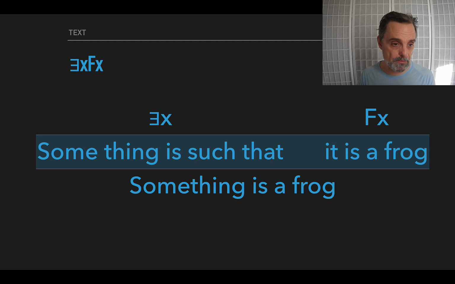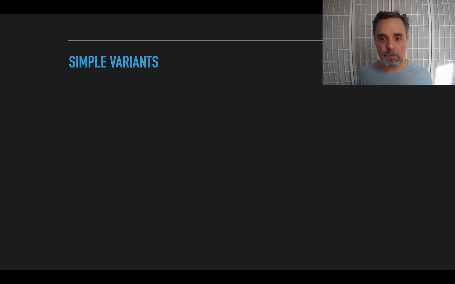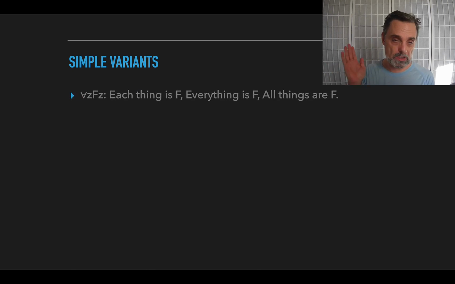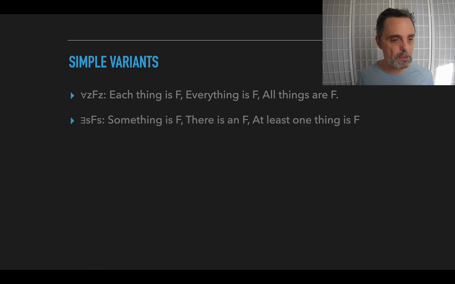Similarly, if we have "some x, Fx," the Fx still means it's a frog. The existential quantifier means something is such that, so the whole thing means something is such that it is a frog. A shorter, easy way to say that: something is a frog. So we have some simple variants. If we have "for all z, Fz," it doesn't matter that it's x or y. In English, we don't talk about the variables. So: each thing is a frog, everything is a frog, all things are frogs, or whatever we mean by it. If we have "some s, Fs," then something is F, there's an F, at least one thing is F.